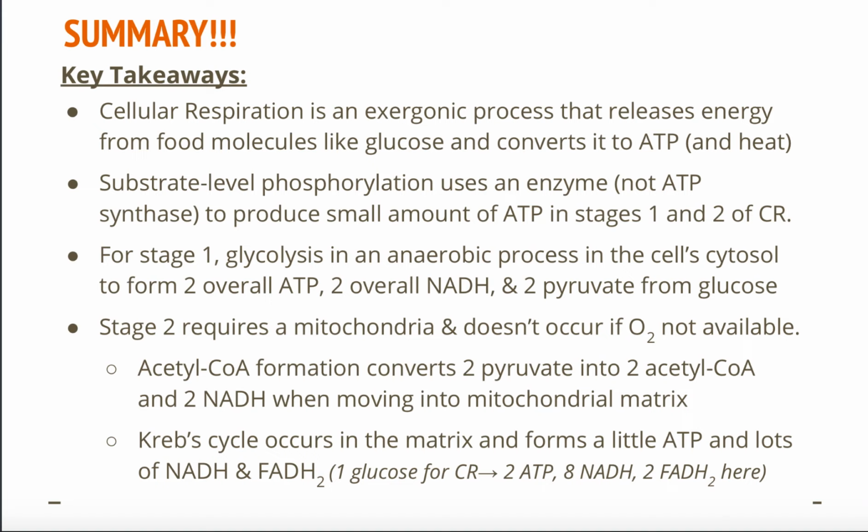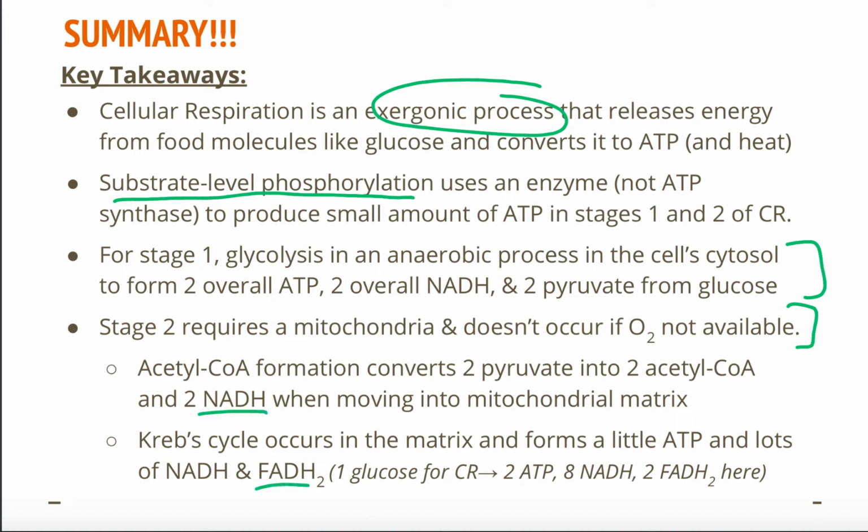So these are the takeaways. Basically, a little bit of ATP is made in the first 2 stages of cellular respiration, an exergonic process for releasing energy from glucose. That energy is originally formed through substrate level phosphorylation, which gets you a little bit of ATP. ATP itself isn't crappy, but you get a crappy amount of it. But what's really happening is with glycolysis and stage 2, you ultimately form a lot of these energy carriers, NADH and FADH2, and those will ultimately be converted into ATP.